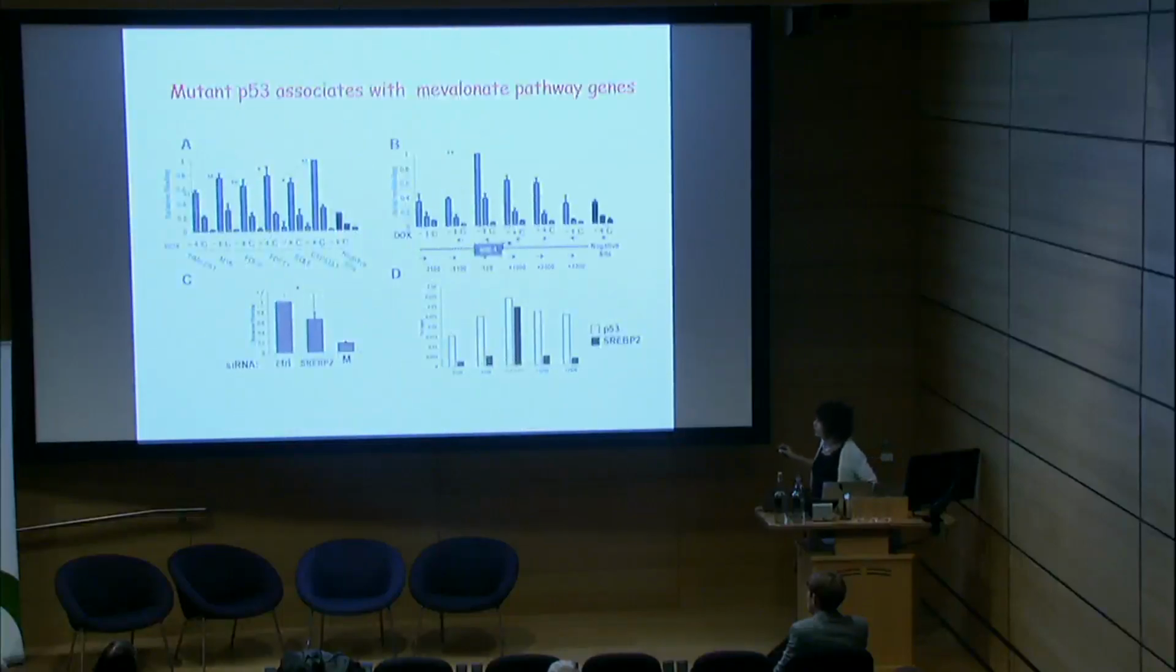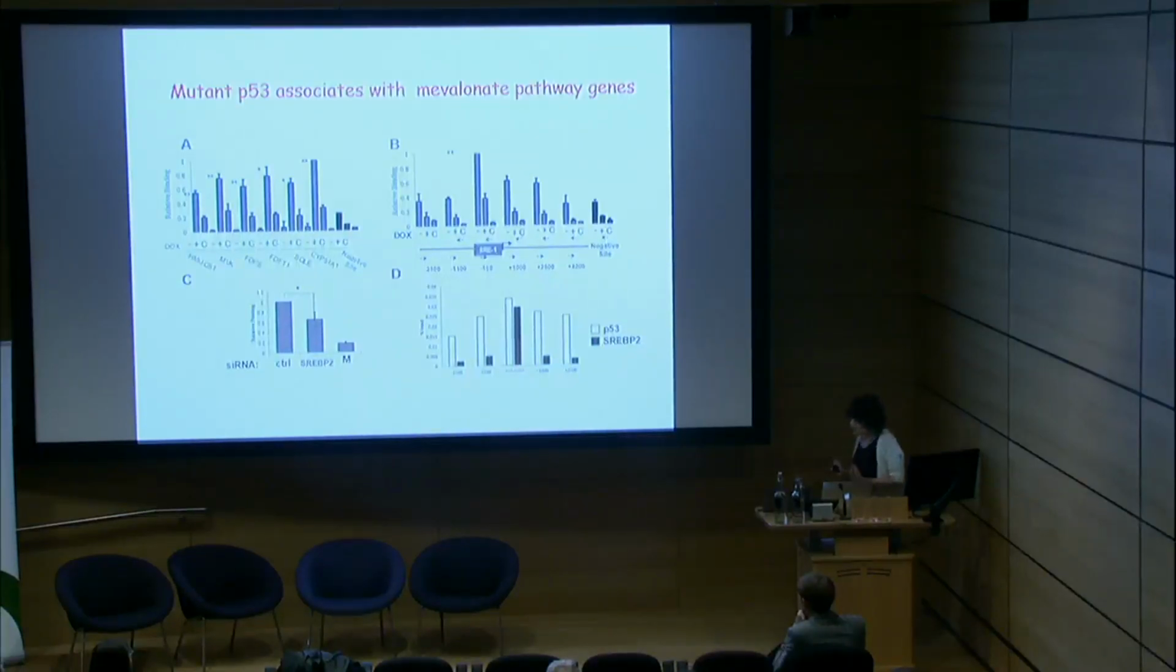He was able to show that mutant p53 was present at the binding site for SREBP2, called the sterol response element, at several of these genes. This is your chromatin immunoprecipitation. This is a sort of low resolution promoter scan of HMG-CoA reductase with a peak right at the SRE element over here. He also showed that if you ablate SREBP2 with siRNA, you got less mutant p53 binding.